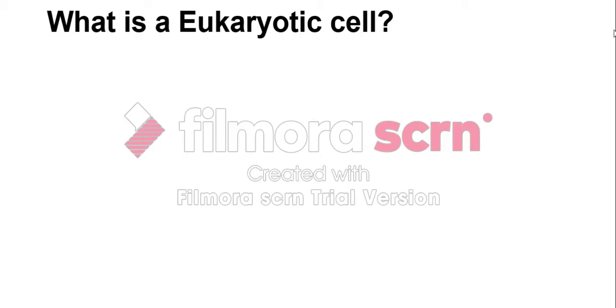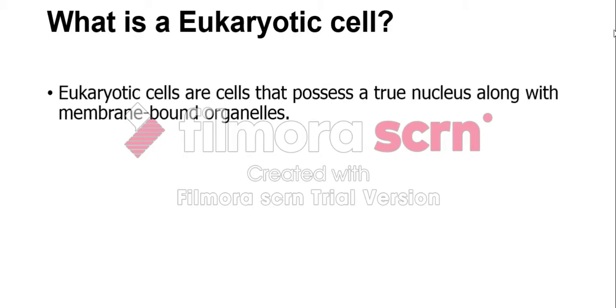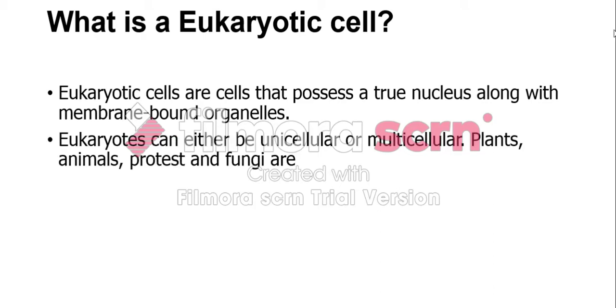What is a eukaryotic cell? Eukaryotic cells are cells that possess a true nucleus along with membrane-bound organelles. Eukaryotes can either be unicellular or multicellular. Plants, animals, protists, and fungi are eukaryotes.